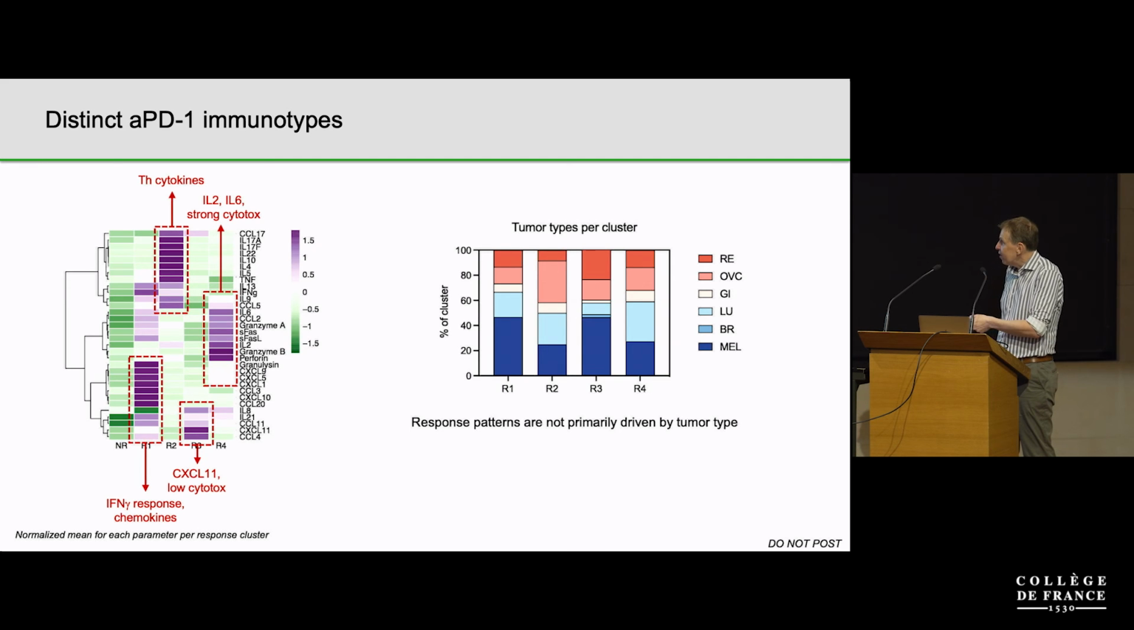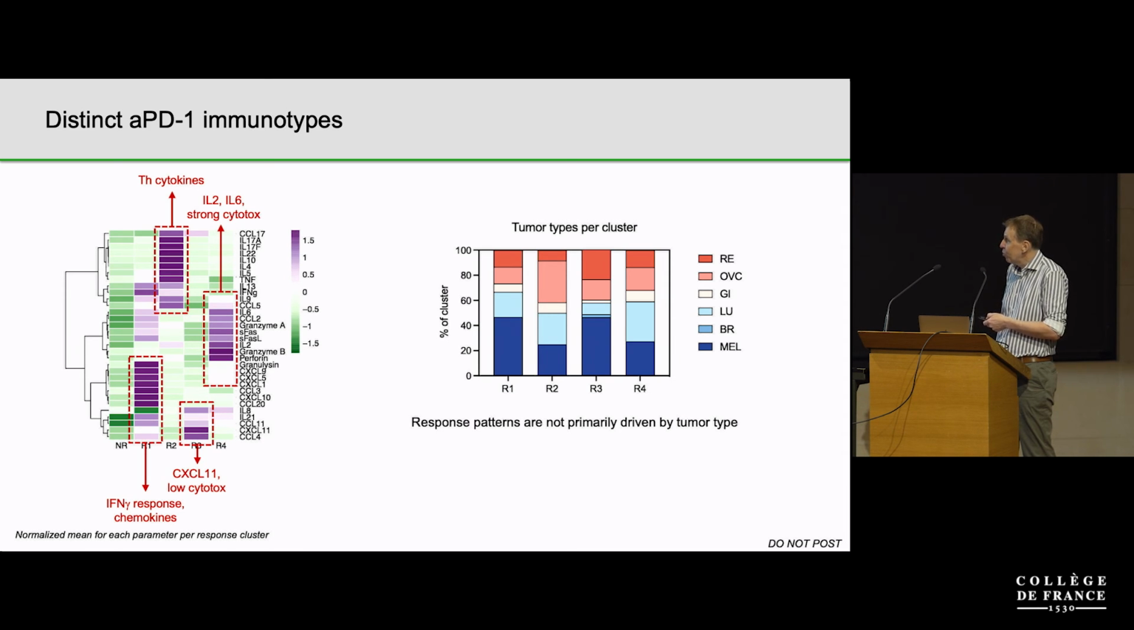where what you see is that they have patterns that appear to reflect some part of the underlying biology. We have one response cluster that seems to be dominated by an interferon gamma response, chemokines, CXCL9, CXCL10. We have a second pattern that really seems to be biased towards TH cytokines, IL-17, IL-10, IL-4, IL-5. We have a third pattern that I don't quite understand. This is low in cytotoxicity. There seems to be CXCL11 present, also IL-8.